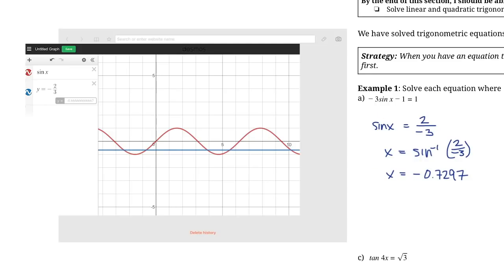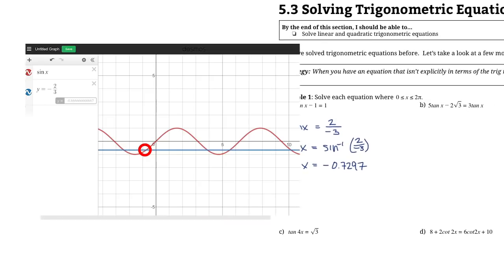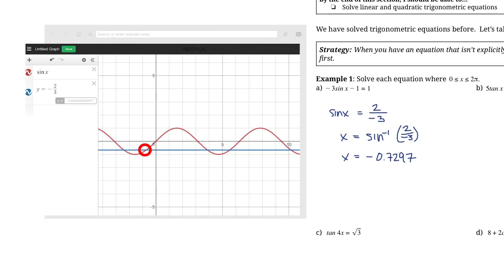So by doing this work over here, what did we find? We found a solution at x equals negative 0.7297. So if we look here on the graph, we found this point right here. Is that an answer we're actually looking for? Let's go back to our question. Our question is asking us to solve each equation where x is between 0 and 2 pi. So is this actually a solution to our problem? No, it's not. And that's why we always have to be careful. We can't just do the algebra. We need to do a little bit more work when it comes to sinusoidals.